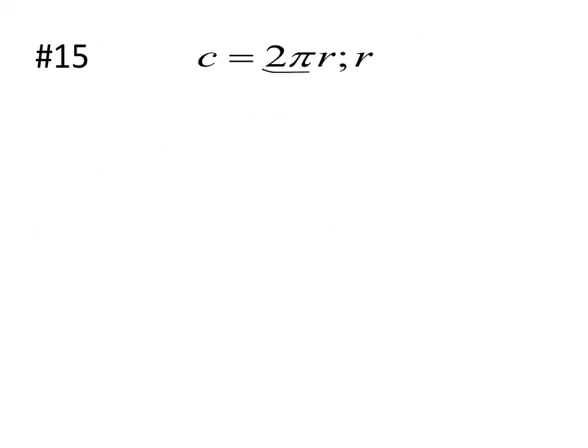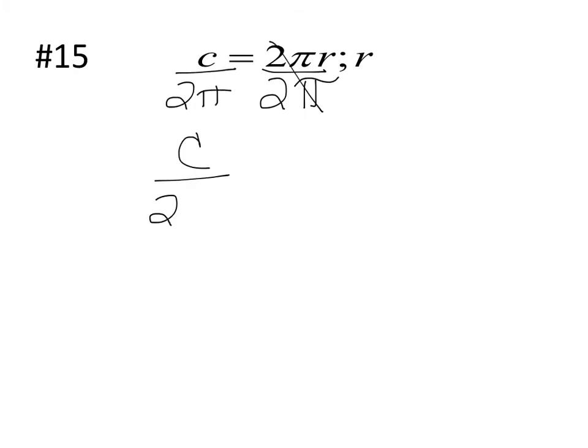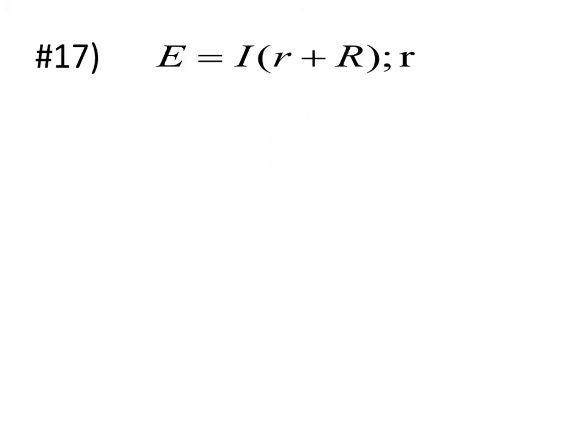Okay, now you're solving for r. Divide both sides by 2 pi. And you get c over 2 pi is equal to r.